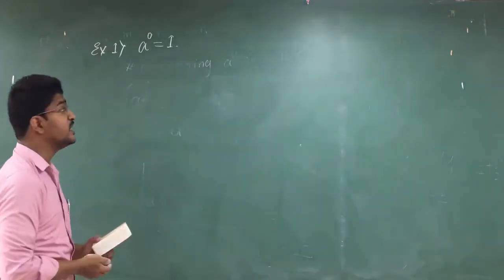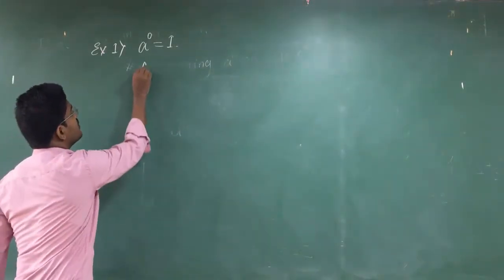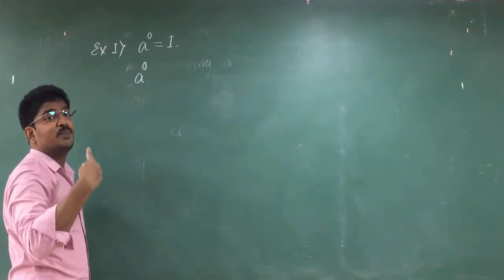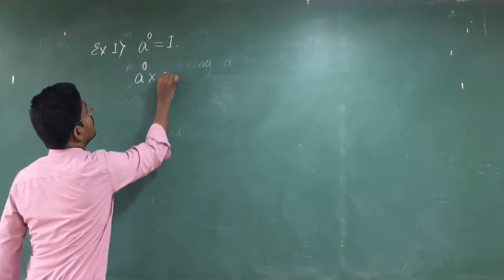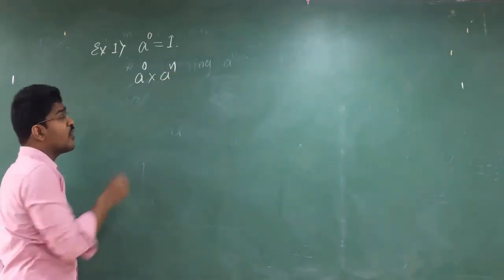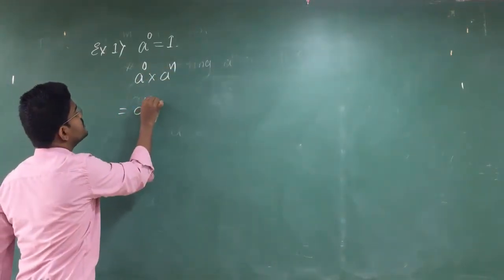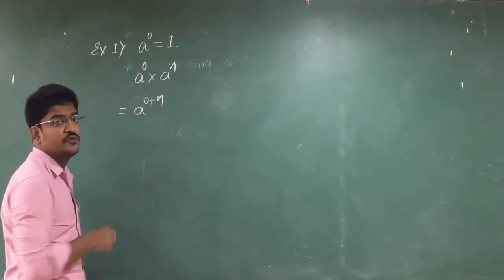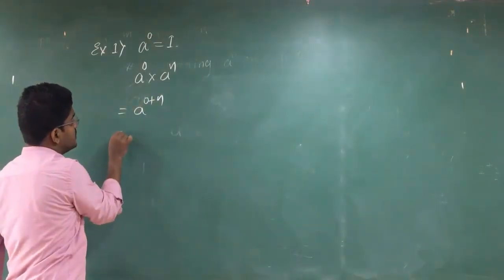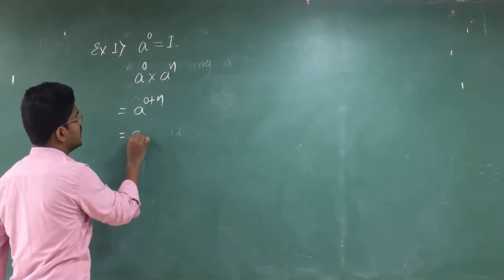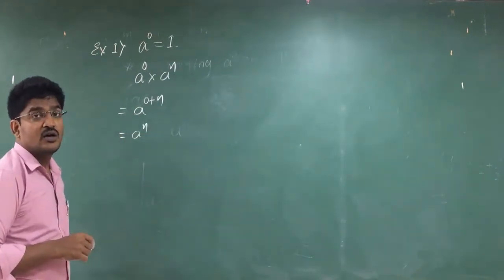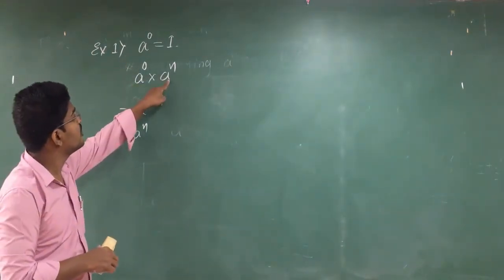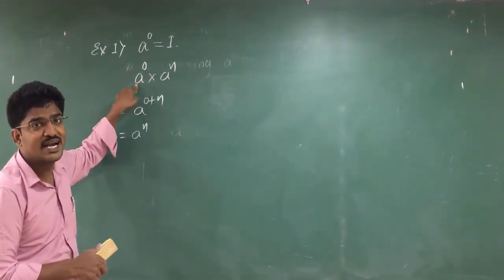See another proof. That is, I will take a to the power of 0. To this a to the power of 0, I will multiply a to the power of n. Now what are you going to have? You are going to have a to the power of 0 plus n by the laws of indices. So now this is going to be equal to what? A to the power of n. Clear? So you have started by multiplying a to the power of n to a to the power of 0.